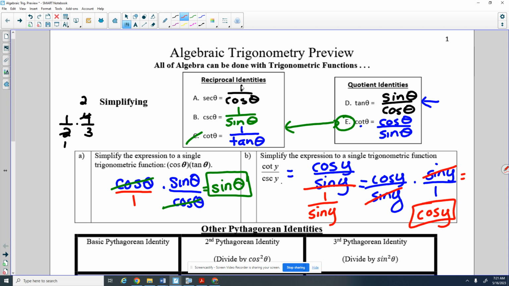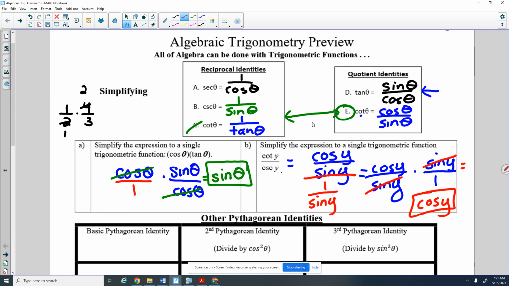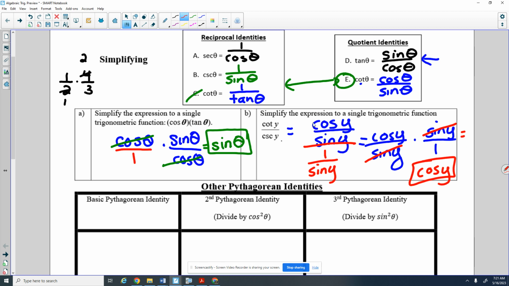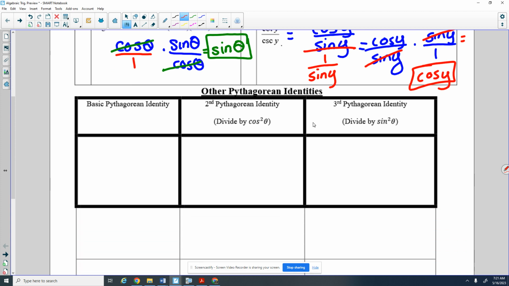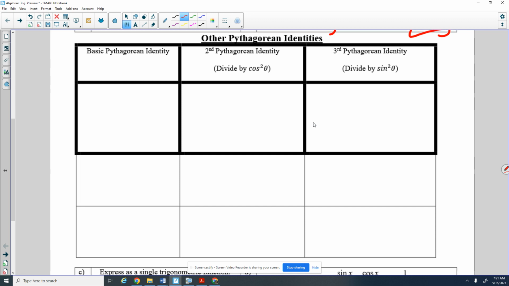So in this particular section, we're starting to see that we do algebraic stuff with trig functions as well. And really, we do algebra with pretty much everything as you move on. It's just a tool that you can use for simplification and also solving in different situations. So the next thing we're going to talk about is the Pythagorean identities.